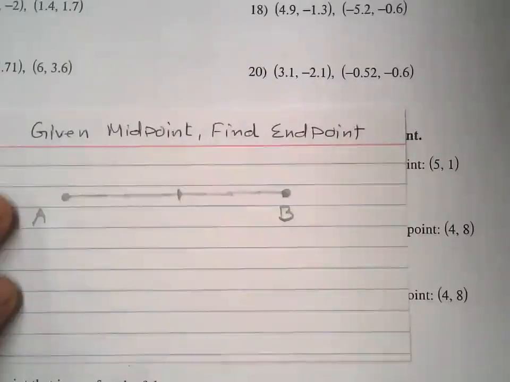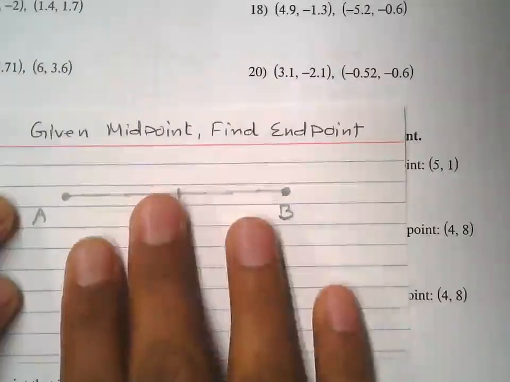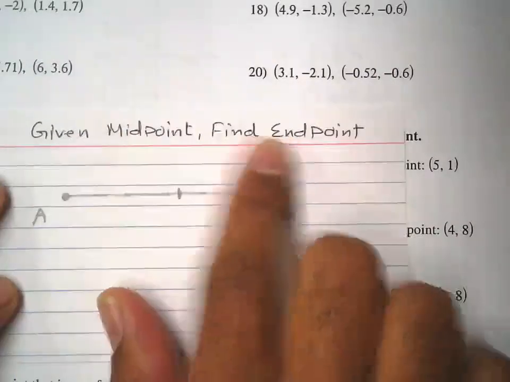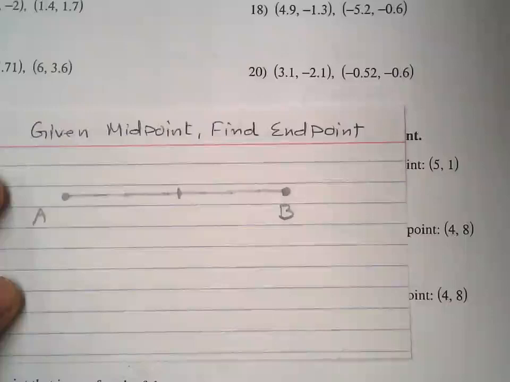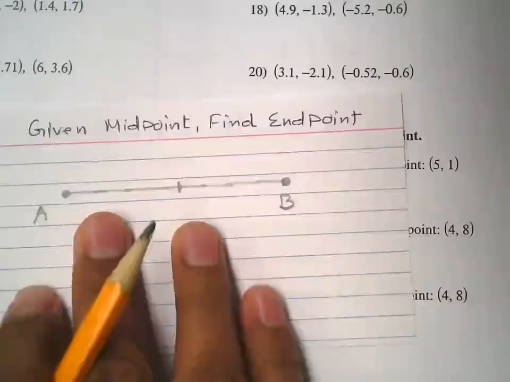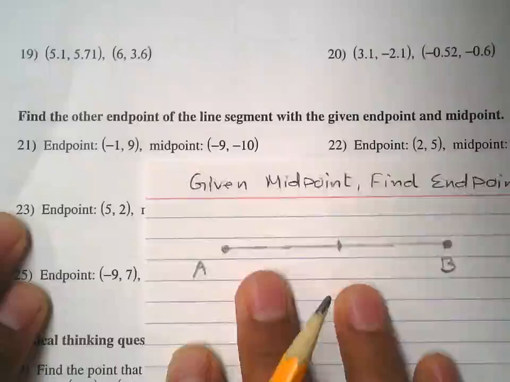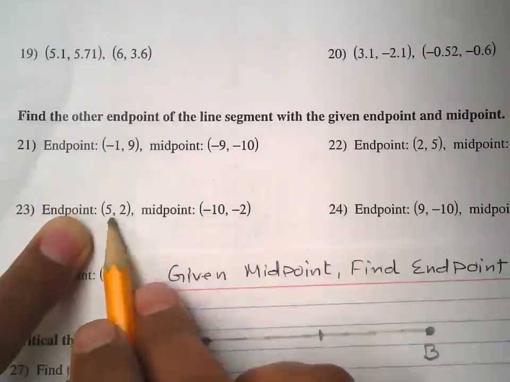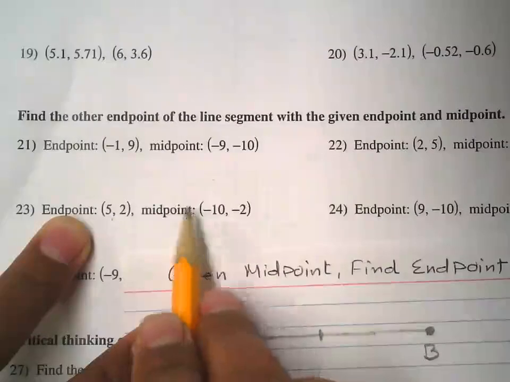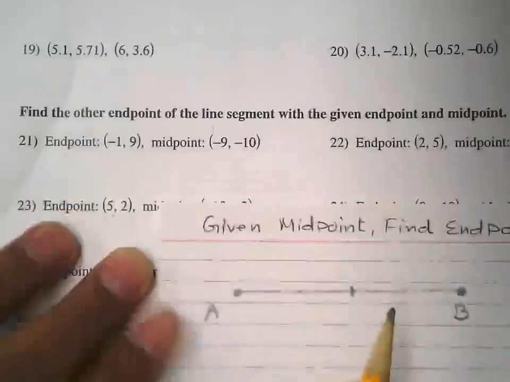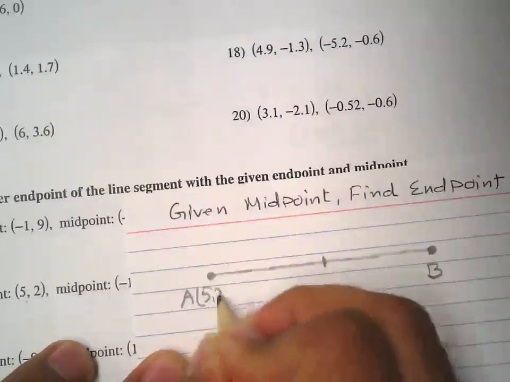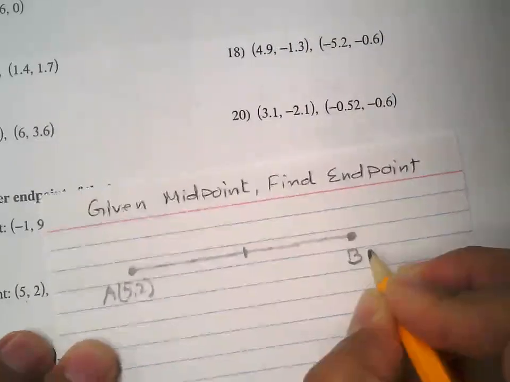Now, if we have a slightly more difficult version of this problem, where they give you the midpoint and ask you to find the endpoint. Let's say number 23, they give you one of the endpoints, which is (5, 2), and another endpoint, B, which we don't know.